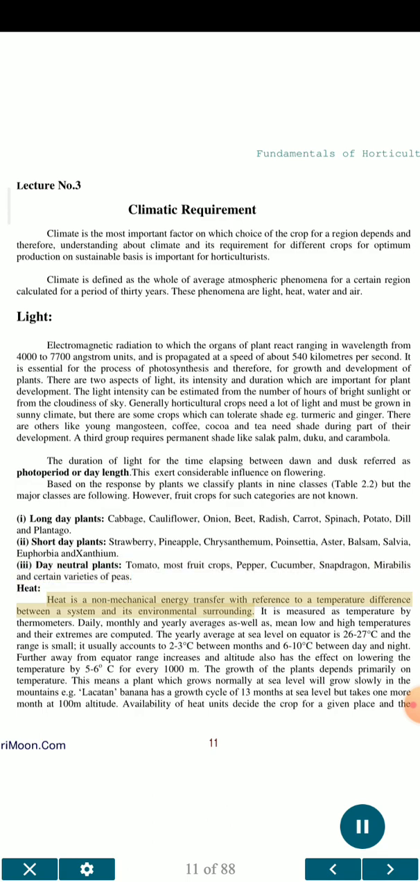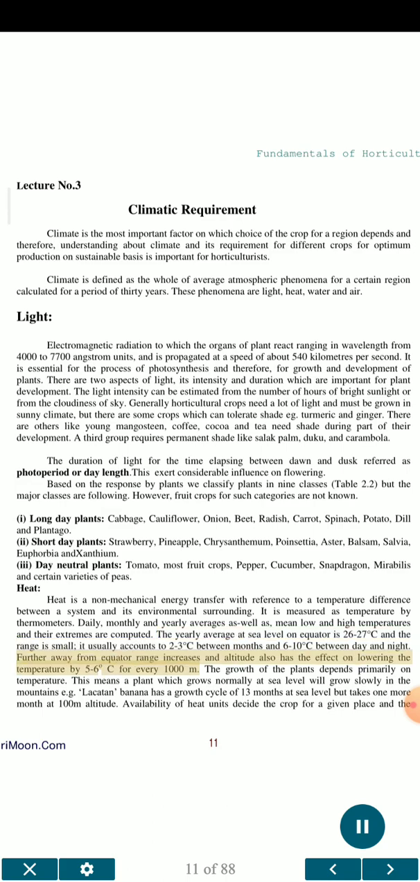Heat. Heat is a non-mechanical energy transfer with reference to a temperature difference between a system and its environmental surroundings. It is measured as temperature by thermometers. Daily, monthly and yearly averages as well as mean low and high temperatures and their extremes are computed. The yearly average at sea level on the equator is 26-27 degrees Celsius and the range is small. It usually amounts to 2-3 degrees Celsius between months and 6-10 degrees Celsius between day and night.